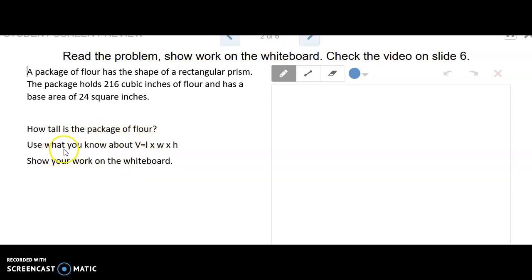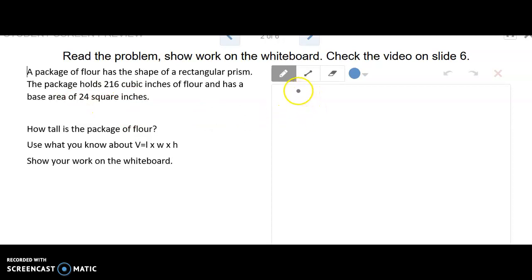Remember what you know about volume, right? We know that volume equals length times width times height. And of course, we want to show our work. So as I am thinking about this problem, as I read to you, right away I'm thinking, wait a second. They're telling me the volume already, which is 216 cubic inches. And they're telling me the base area, which is 24 square inches, okay?